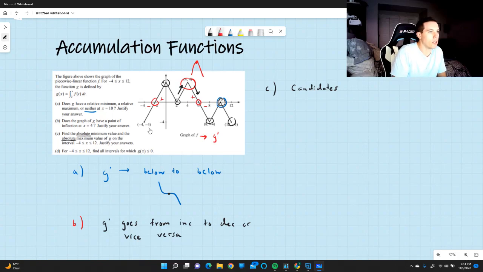So where are the potential places? Well, we're saying over the interval -4 to 12. That means those are your first two candidates. We need to find G of -4, and we need to find G of 12. Your endpoints are two of your candidates. So you always, always, always list the endpoints.